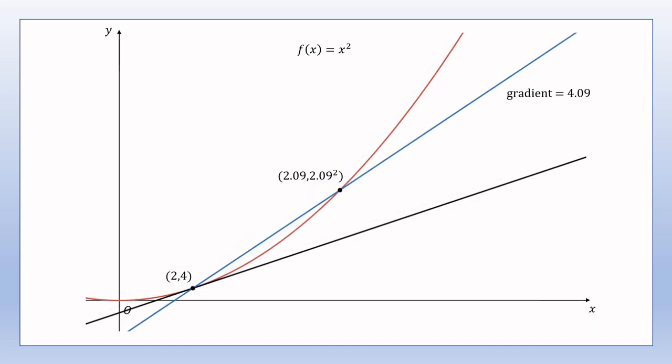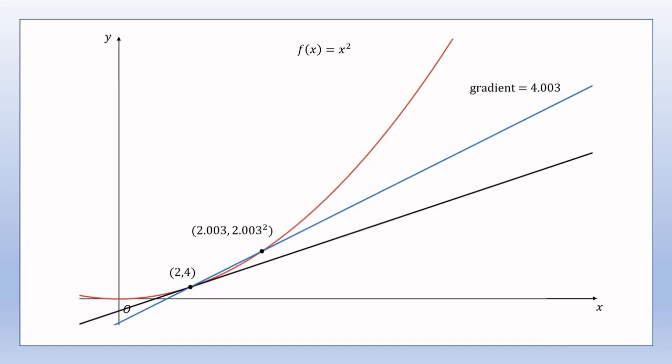And what I'll see at each stage is a sequence of numbers corresponding to a sequence of gradients. And this sequence of numbers appears to be getting closer and closer to 4. I'll also see a sequence of lines which seem to look more and more like the tangent line drawn to the graph y equals x squared at the point with coordinates (2, 4).